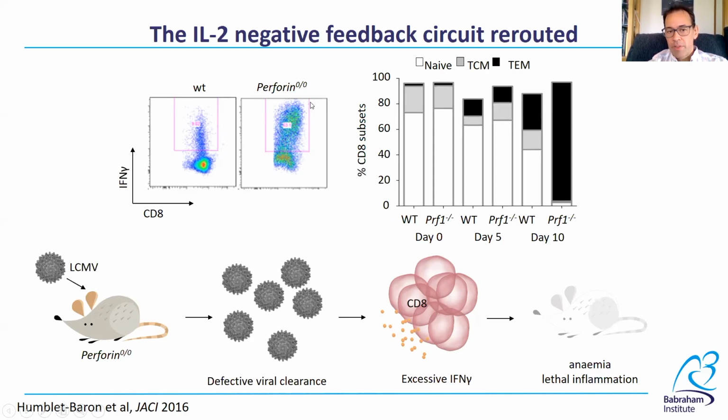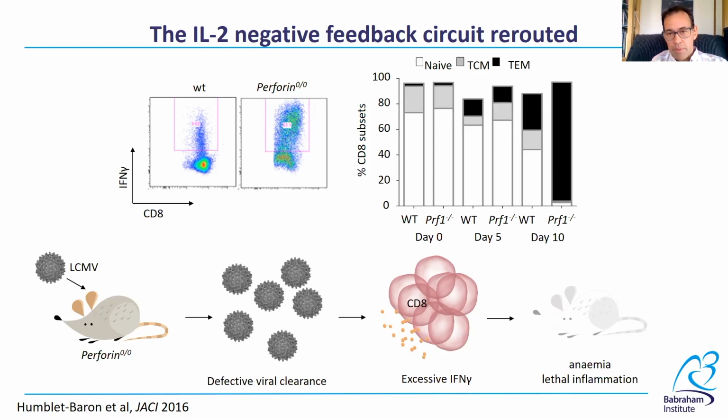By contrast, the perforin knockout is an order of magnitude stronger. It is just off the charts, the amount of interferon gamma that can be produced by these mice in response to an LCMV infection. And if we look at CD8 subsets at day 0, everything's completely normal. But by day 10, almost every CD8 cell is an effector memory cell in the perforin knockout mouse. This is incredible levels of activation of CD8s, and in particular, production of interferon gamma.